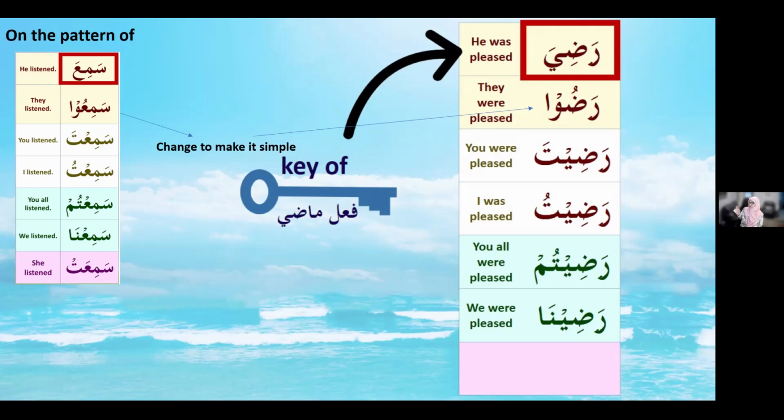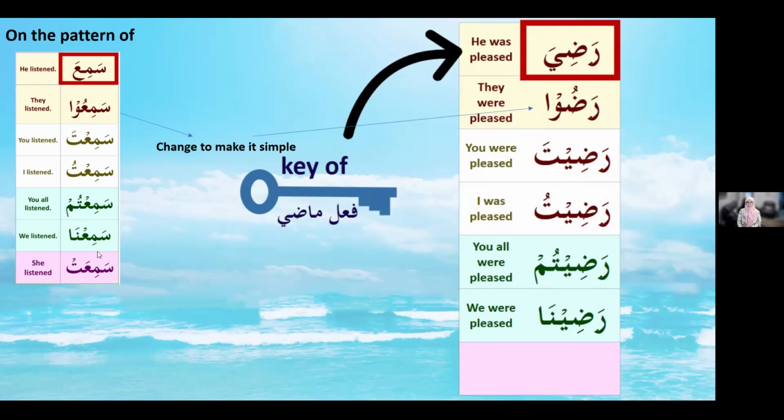رضي رضوا. He was pleased, they were pleased. رضيت, you were pleased. رضيت, I was pleased. Just like سمعت, سمعت, رضيت. Same. Okay. Then you all, just like now here.